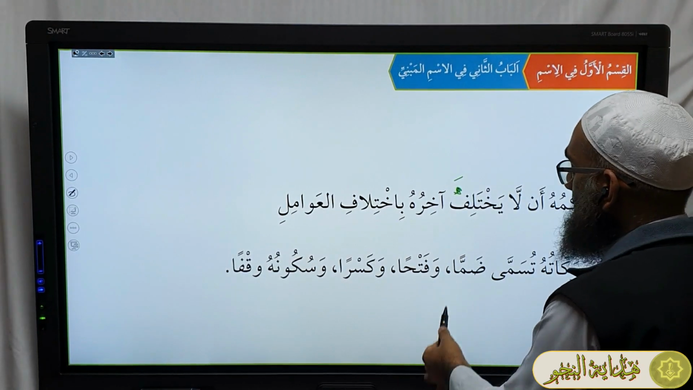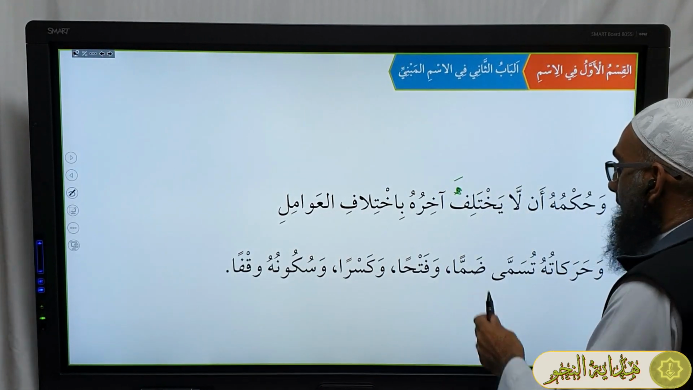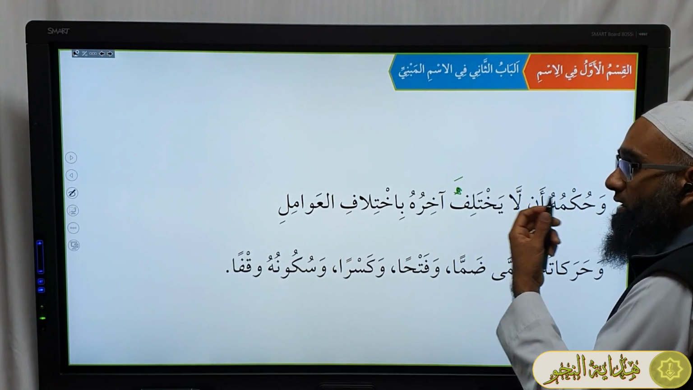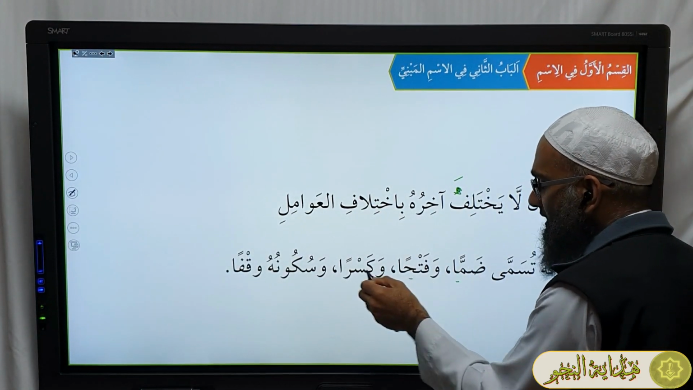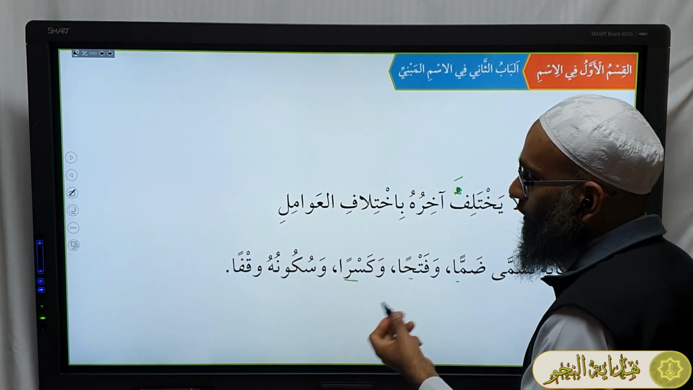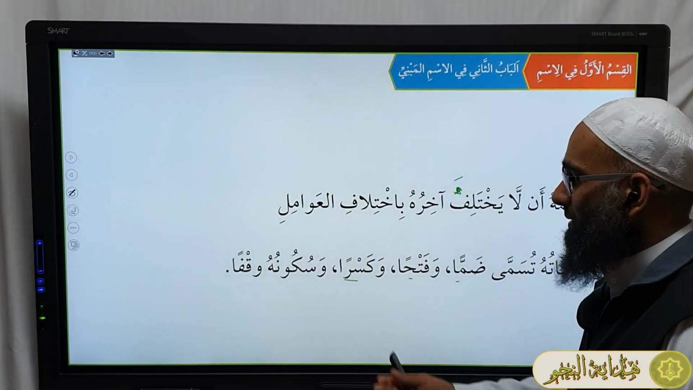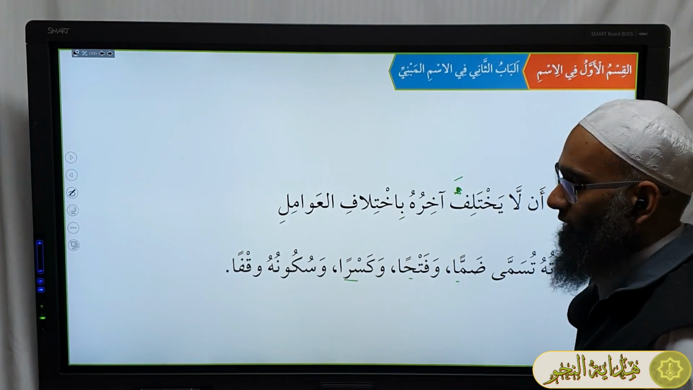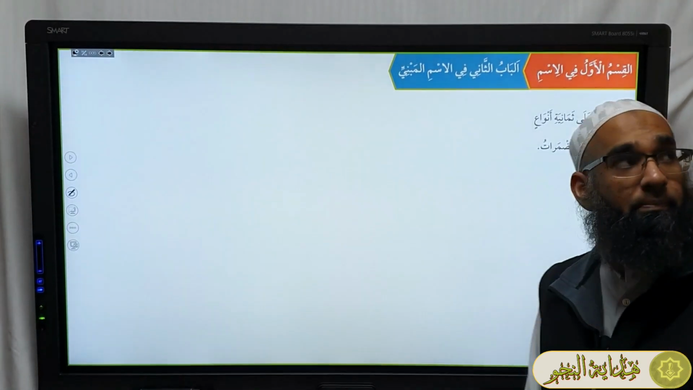وحركاته تسمى ضما وفتحا وكسرا وسكونه وقفا. And the harakat of the mabni words, when it's mabni al dham, fath, kasr, and when it's sukun, you call it waqf. You can call it mabni al sukun as well. You don't usually say mabni al waqf, you say mabni al sukun. But sukun is called waqf. Understood?